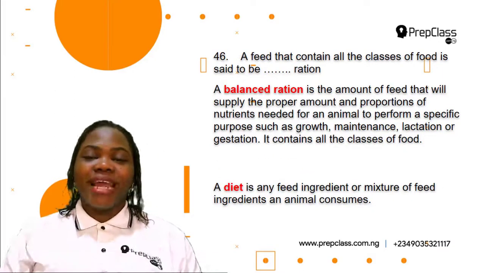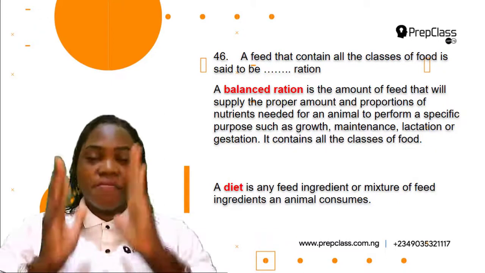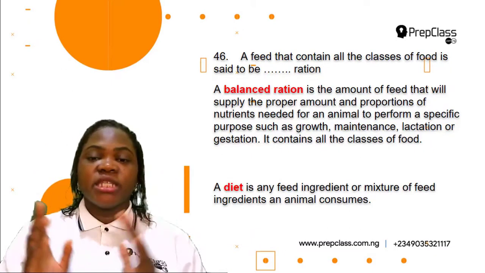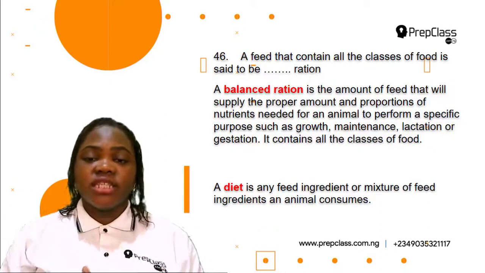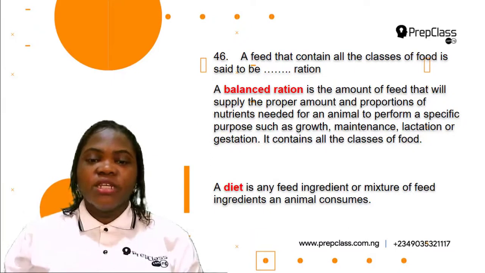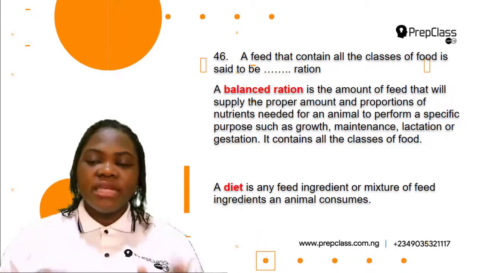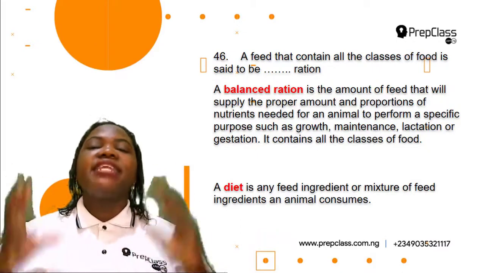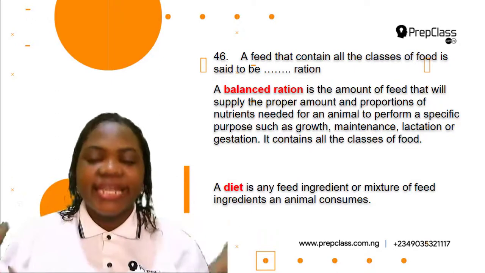Okay, the next one is balanced ration. A balanced ration is the amount of feed that will supply the proper amount and proportions of nutrients needed for an animal to perform a specific purpose, such as growth, maintenance, lactation, or gestation. This ration contains all the classes of food. So what about diet? A diet is any feed ingredient or mixture of feed ingredients that an animal consumes. So any feed ingredient, any kind of food that the animal consumes is called a diet.